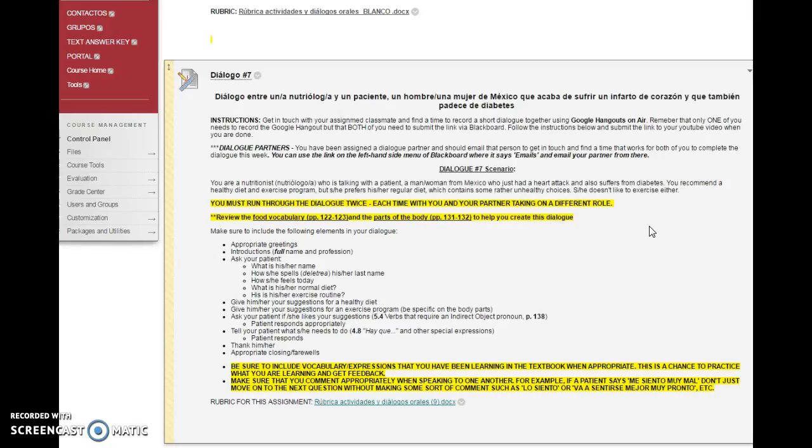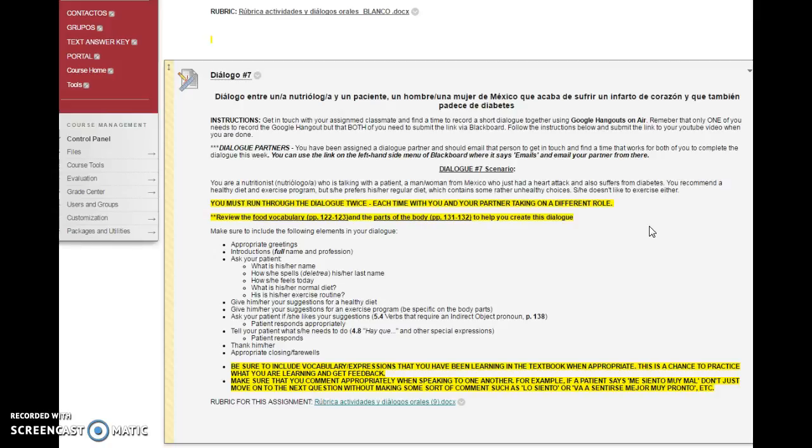Then give some suggestions, some recommendations for a healthy diet, as well as suggestions for an exercise program focusing on specific body parts. Ask the patient if he or she likes your suggestions. This is page 138 in the book. They're verbs that require indirect object pronouns. Tell your patient what he or she needs to do. This came from 4.8, Chapter 4, Capítulo 4, with IK and other special expressions. Thank him or her, and then the appropriate closings.